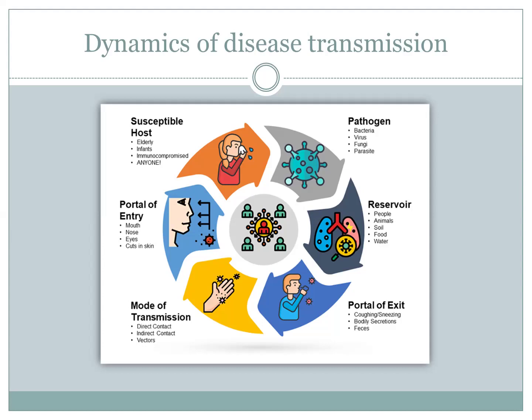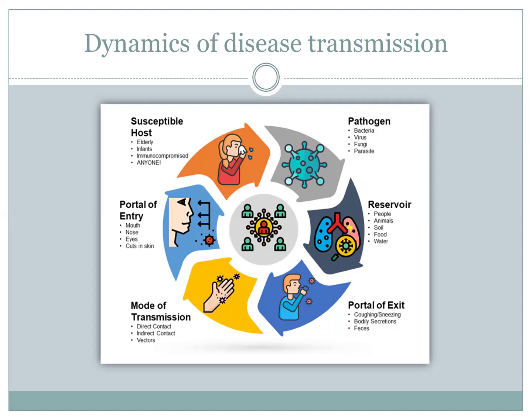Reservoir is a place in which the pathogen thrives and survives before eventually infecting a person. So the portal of exit is the route through which the disease exits the human body. For example, coughing, sneezing, feces. So these provide the pathogen a way to transmit to another person. The mode of transmission is the next component of dynamics of disease transmission, which includes direct contact, indirect contact, and vectors. This we'll study in next few slides.